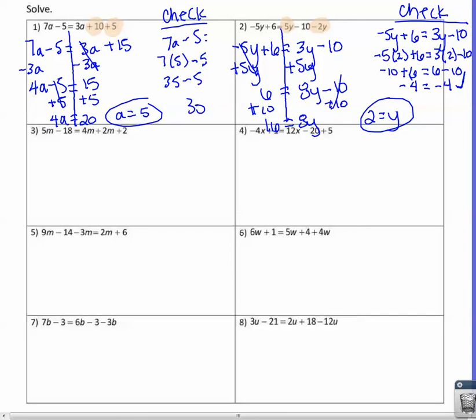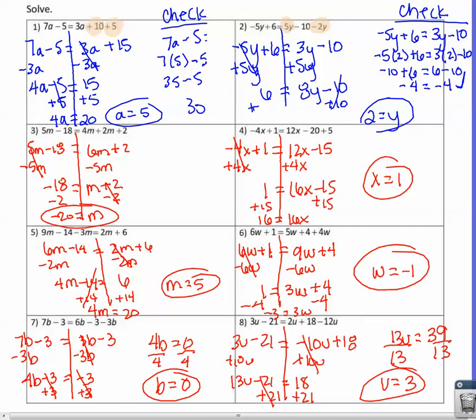Again, there should be no reason why you're not getting the right answers. Go ahead and pause the video, finish out this page, and then ask your teacher if you have any questions. Check your answers with the following problems. Remember, you will also have to include your check step. If you have any questions, ask your teacher.